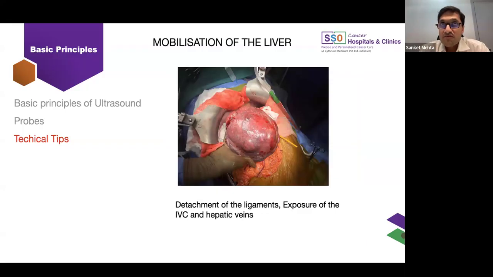So after the initial screening with the convex probe, I think it is worthwhile mobilizing the liver so that we can insert the hand below the liver and the entire liver can be delivered into the incision so that a dedicated and complete intraop ultrasonography can be done.